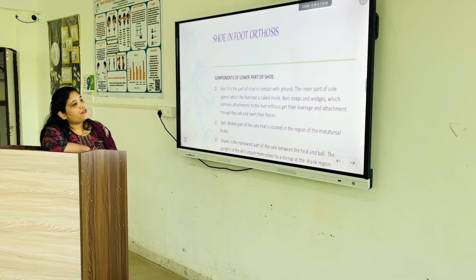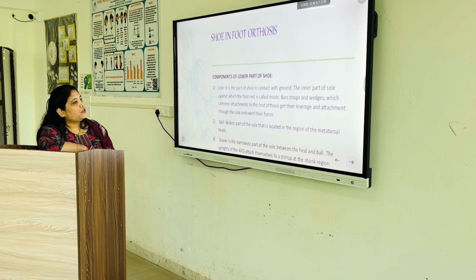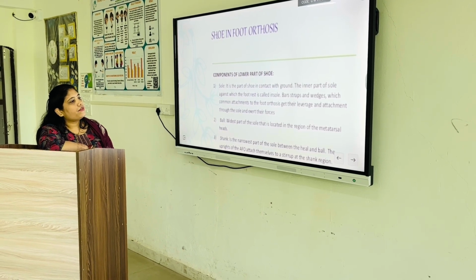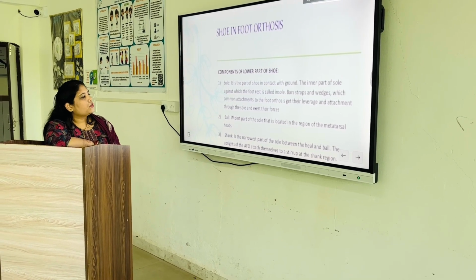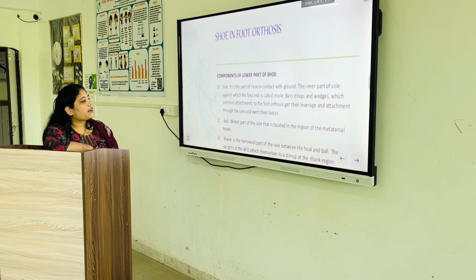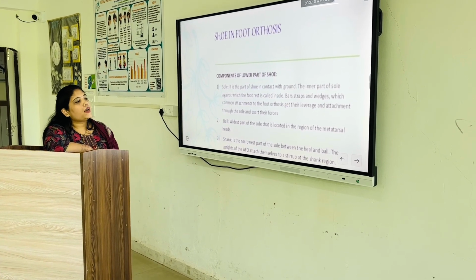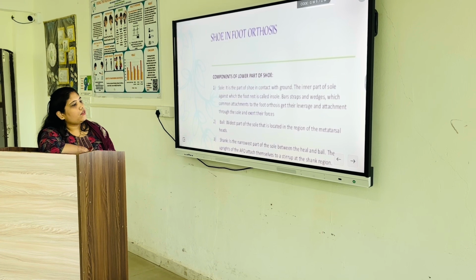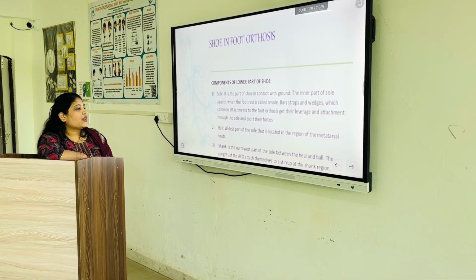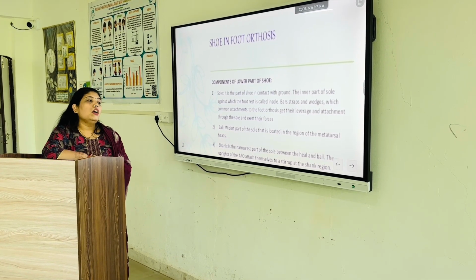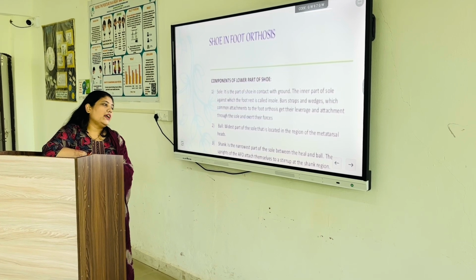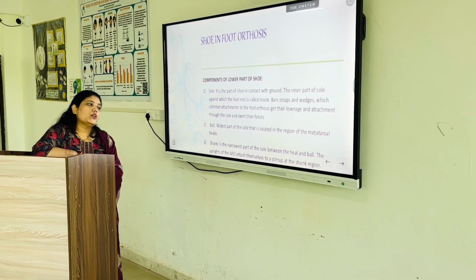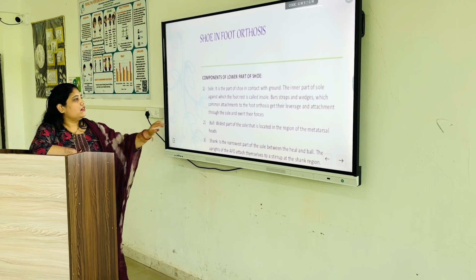Bars, straps and wedges, which are commonly attached to the foot orthosis, get their leverage and attachment through the sole and exert their forces. Second one is the ball, the widest part of the sole, located in the region of the metatarsal heads. Third one is the shank, the narrowest part of the sole between the heel and ball. The uprights of the AFO attach to a stirrup at the shank region.